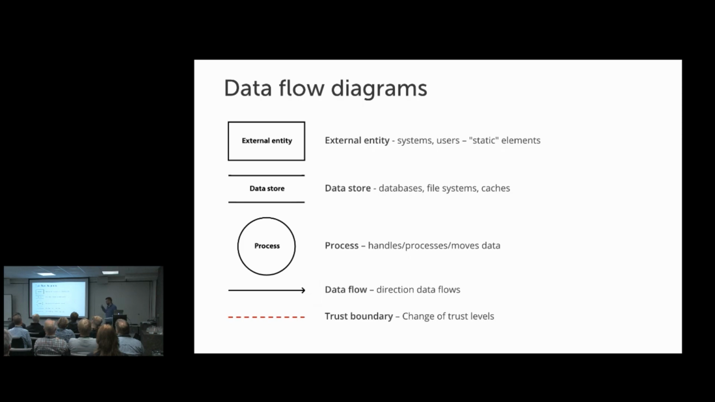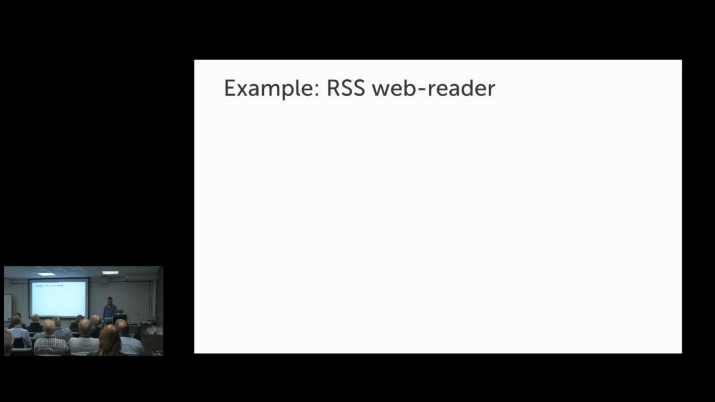A process is something that processes, handles, and moves data around, because data can't move on its own. A data flow is the direction that data flows. Often that will be the least intuitive thing about these drawings, because the arrows will appear to go in the wrong direction. Trust boundaries are where a change of trust levels occurs. I'll show you an example.